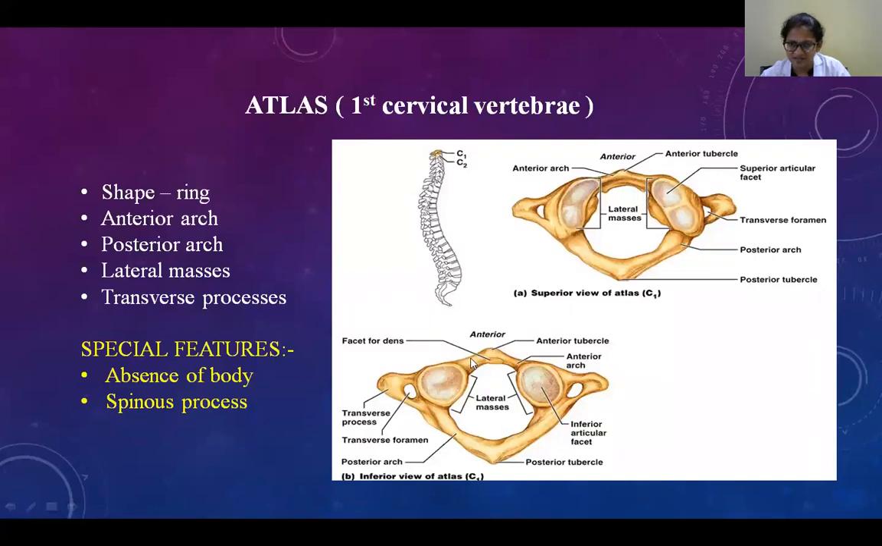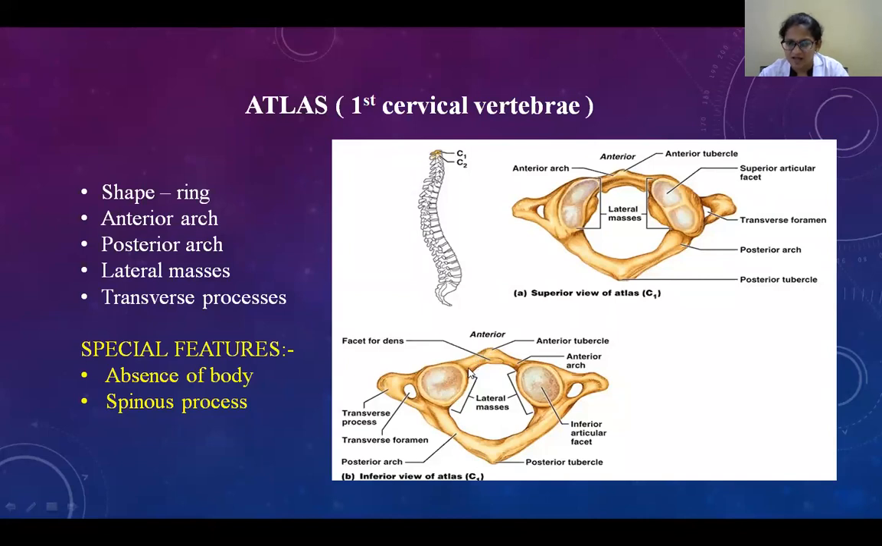In the anterior surface, we are going to see a tubercle in the median plane. This is called the anterior tubercle, which is seen in the median plane, in the anterior surface of the anterior arch of the atlas. And next, in the posterior surface, you are going to see an oval-shaped facet. This oval-shaped facet articulates with the dens or odontoid process of the axis.